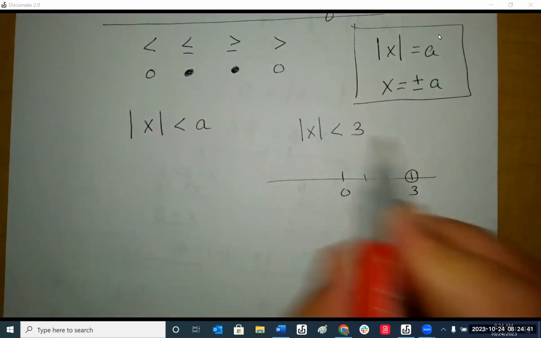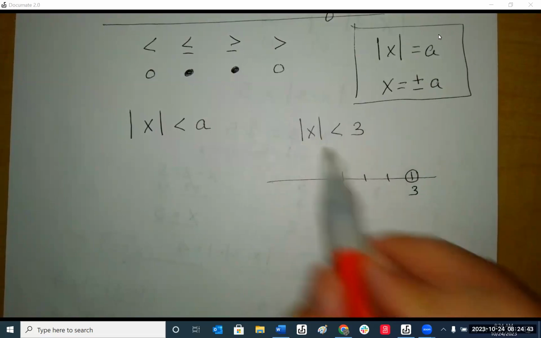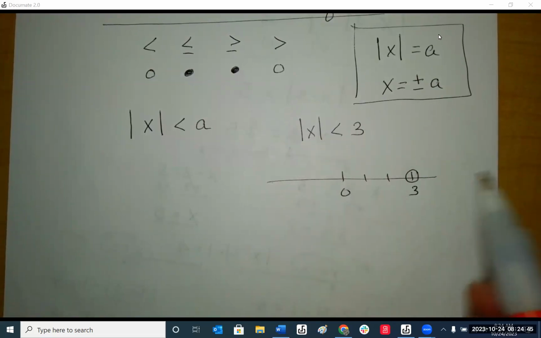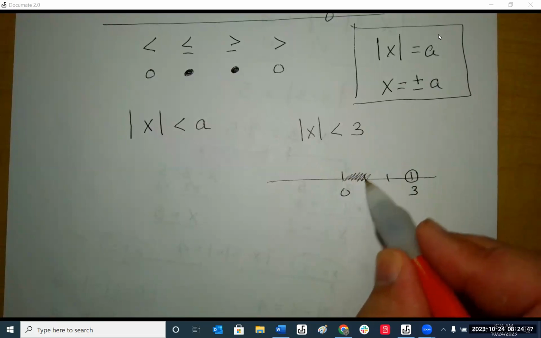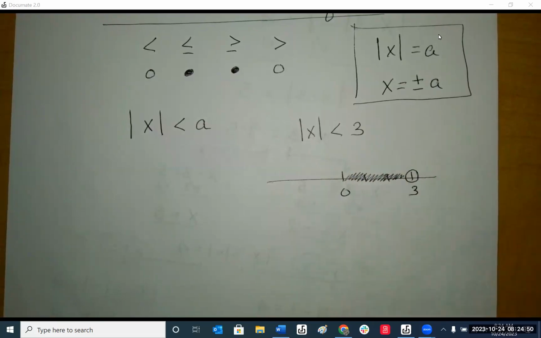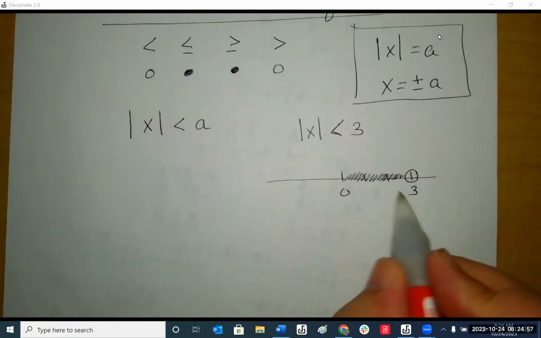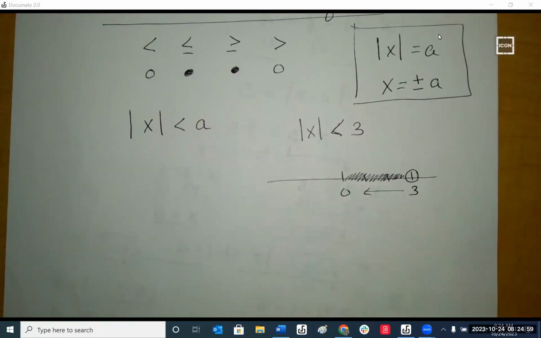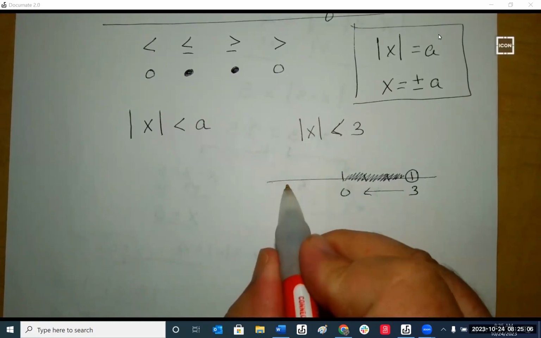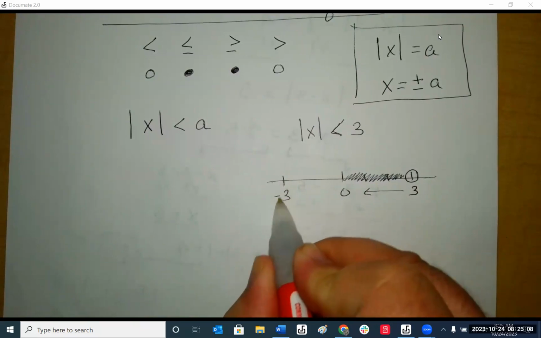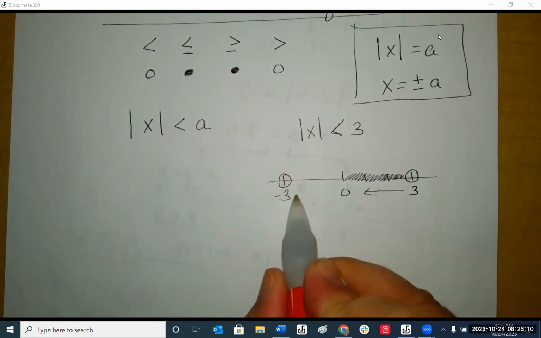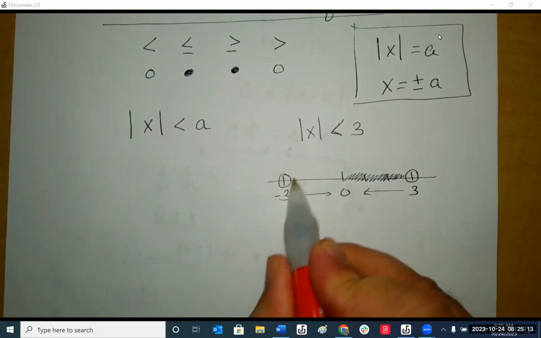we have an open circle at 3 because it's not an equal sign. What this is, it's talking about how far that number is from 0. So we shade that area down. So if it's less than, it's going from 3 down to 0. We do the same thing with the negative side. It's going from -3 to 0.